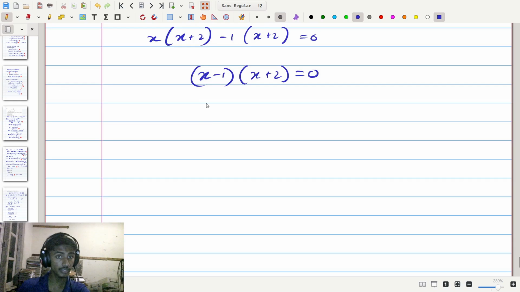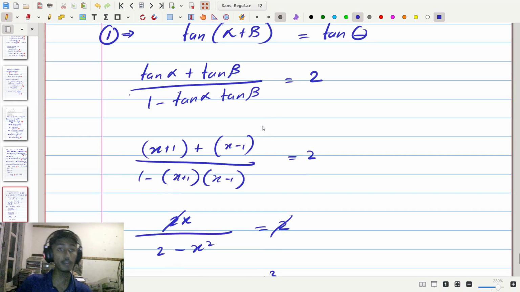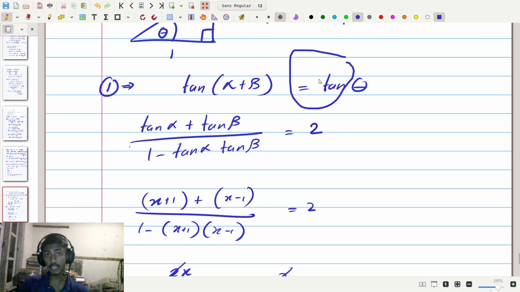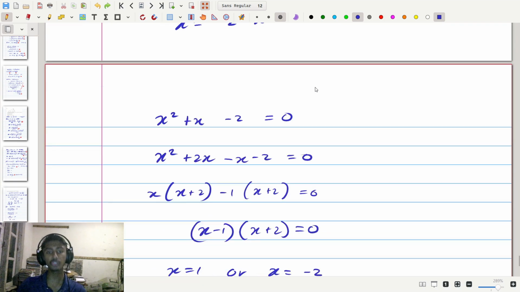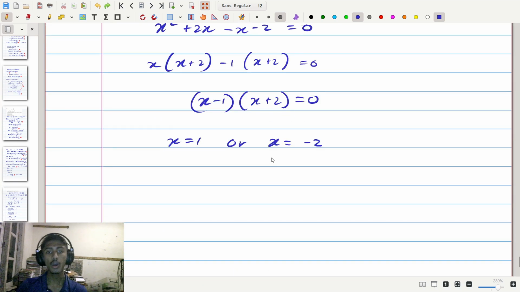Now finally, if the product of these two is equal to 0, then either this term is 0 or this term is 0. According to that, either x minus 1 is 0, which means x equals 1, or x plus 2 is 0, which means x equals minus 2. So from this equation, after substituting tangent of alpha and tangent of beta, simplifying tangent of theta and doing all of that, we get two solutions, x equals 1 or x equals minus 2.